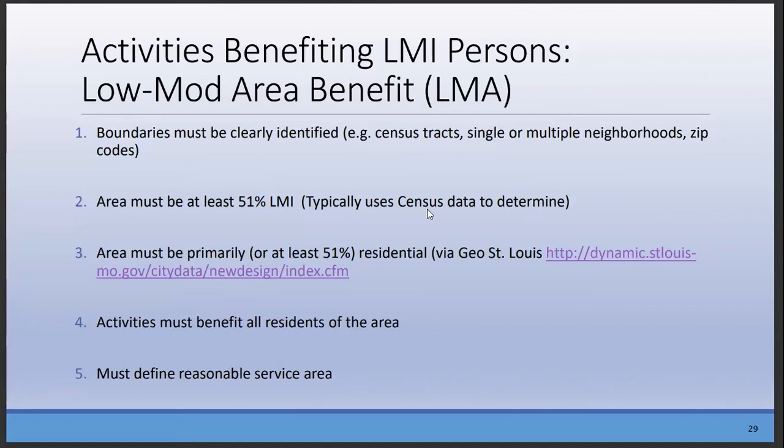Activities must benefit all residents in the service area, and the service area must be reasonably defined. For example, do not define your service area by wards to avoid any political connotations in your application. Since funding can assist city residents, defining your service area exclusively outside of the city limits is another example of an ill-defined service area.